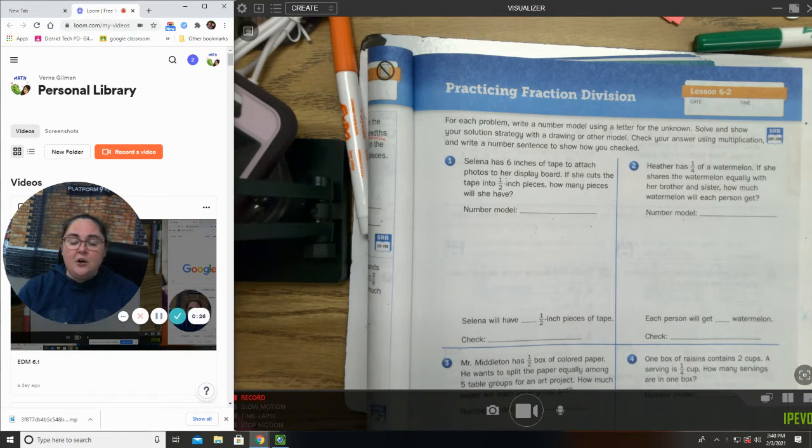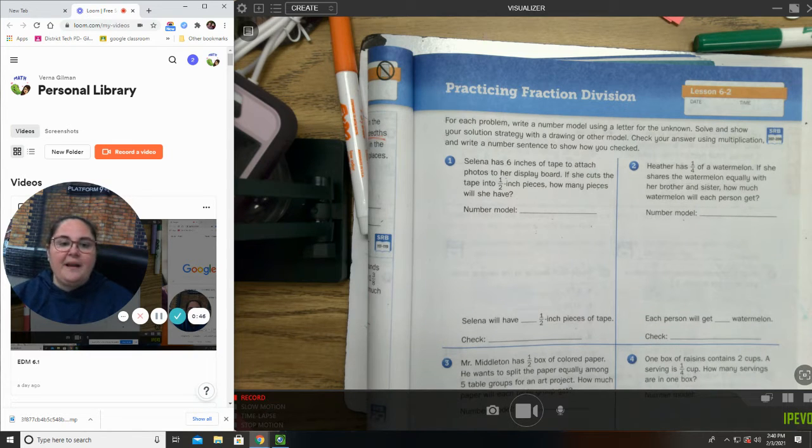This is something that we did. I shared a video, I think there's a Number Rock video called Keep, Change, Flip. Probably one of my favorite videos ever. It's pretty cool. So make sure that you really think about those steps and the processes when we're doing these assignments, these questions, okay? So practicing fraction division.